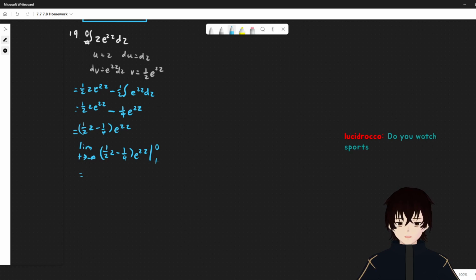So we get 0. If you plug in 0, that's negative 1/2. E to the power of 0 is 1. So negative 1 over 4 minus negative infinity times 0, because e to the power of 2.